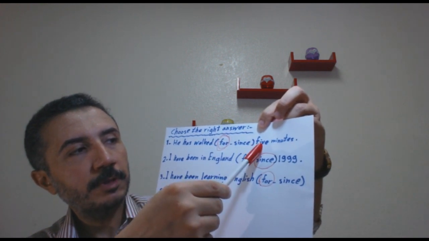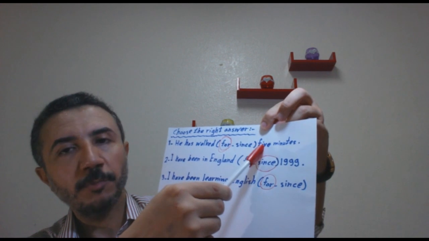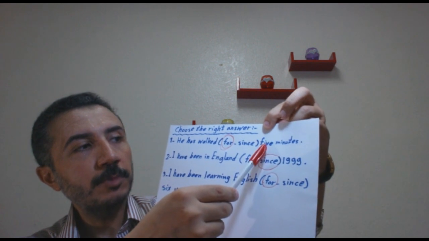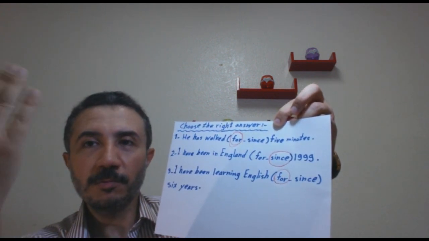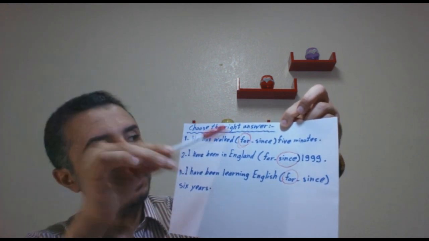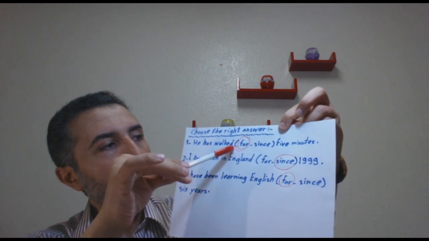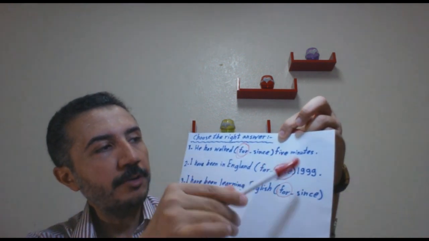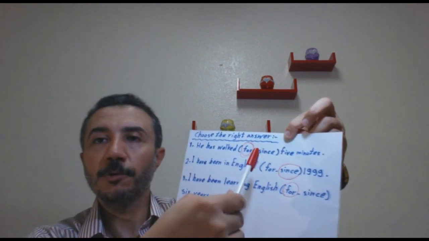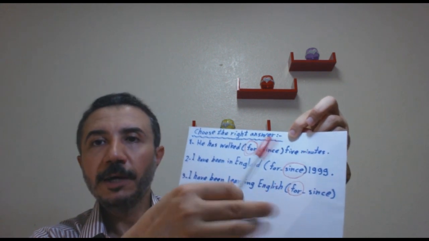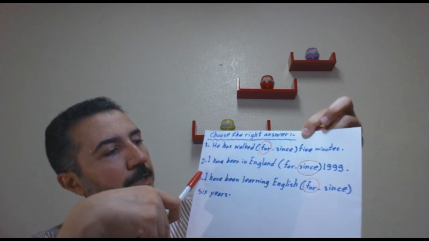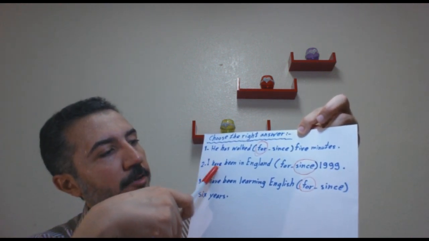After the brackets we have a number, and numbers come with for. So we choose for. He has walked for 5 minutes. For 7 minutes, for 8 minutes, for 3 minutes. After for comes a number.